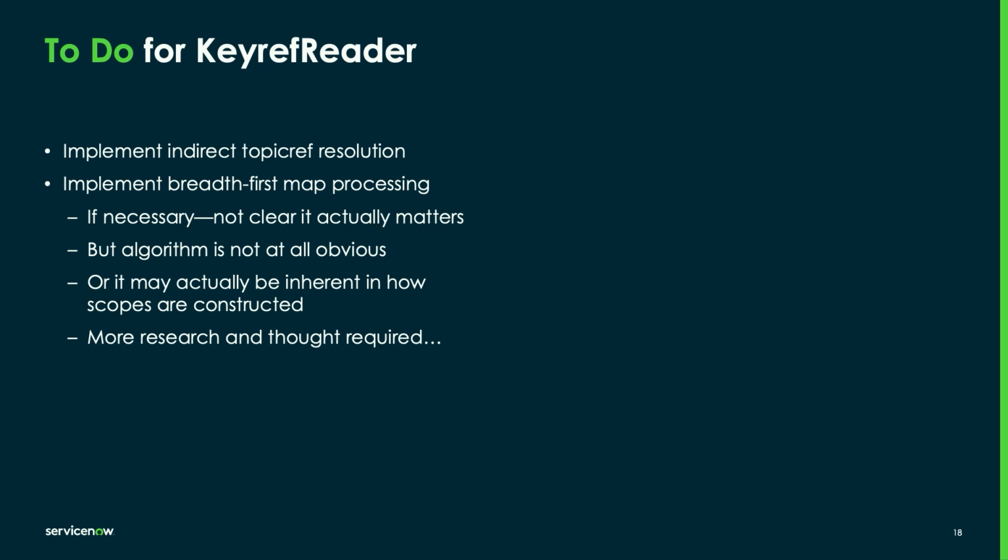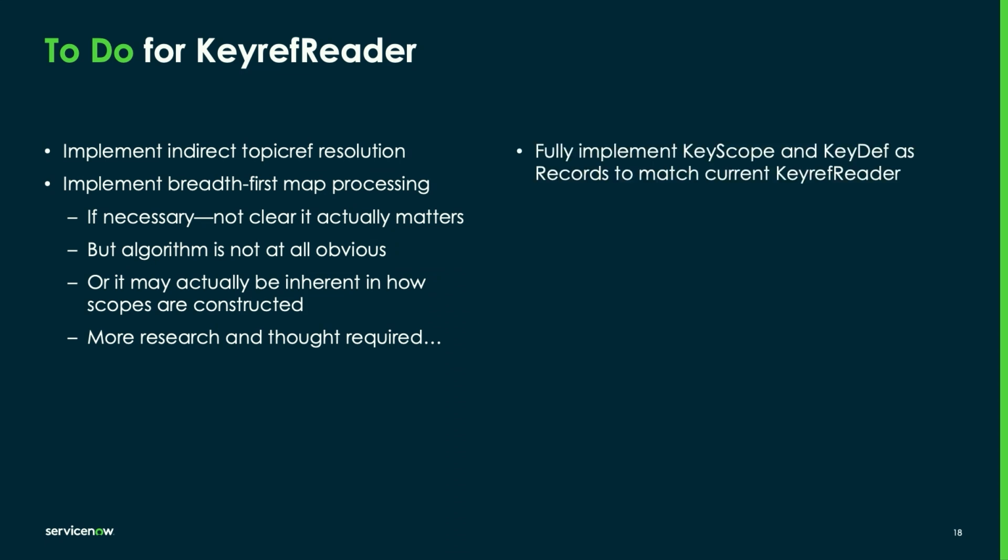Implement breadth first map processing. The data spec says that when you process maps in order to construct your key spaces, you process them in a breadth first descent of the tree. I put that in the spec, but I have no idea how to implement that. To be quite honest, it's very, very embarrassing. As I've thought about this problem in several contexts, I'm not even sure how to do that. So that's still an open problem.